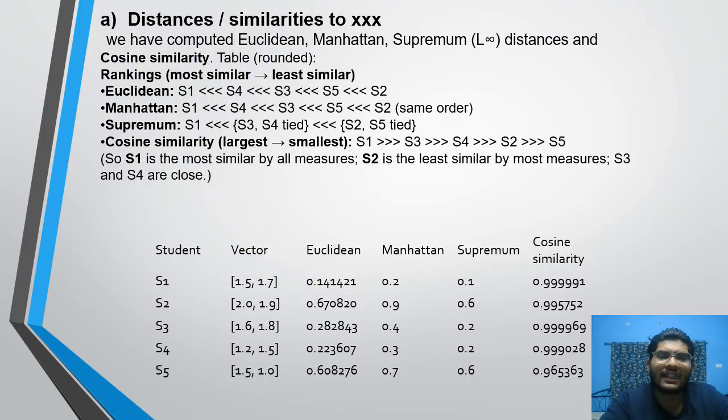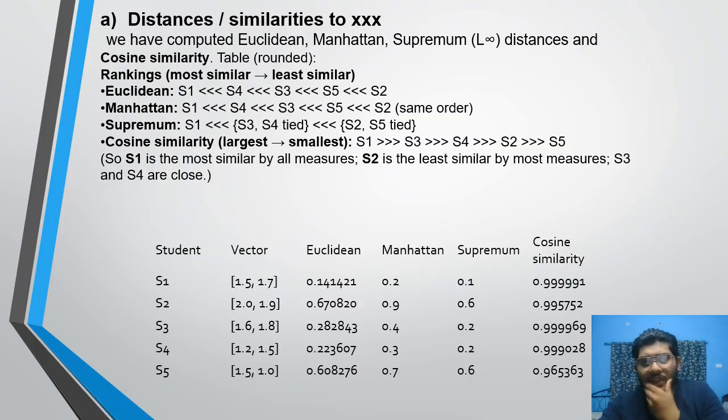Now cosine similarity, largest to smallest: S1 is largest, then S3, S4, S2 and S5. So S1 is most similar to the target; honestly, you can see that S1 is almost always first, right? S2 is the least similar. You can see S2 in Euclidean, Manhattan, and in the supremum it's also S2. In the cosine it's second last, but obviously it is not so similar by most measures.